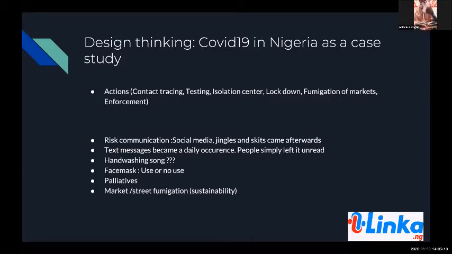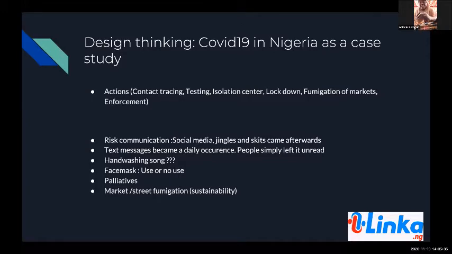And then another thing was the face mask. Remember the many issues that came with the face mask, the many videos of it's compulsory, it's not compulsory, it's this, it's that. And then lastly, we also have that of palliatives. We all know what happened with the palliatives during the EndSARS protest.